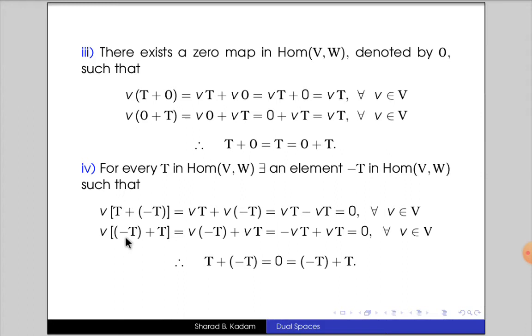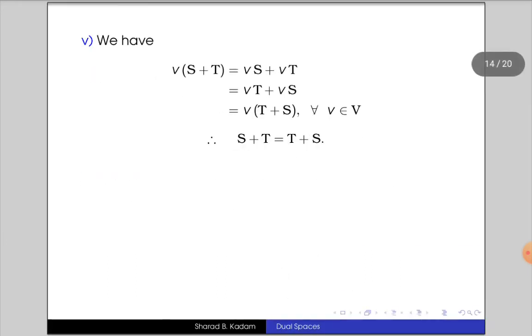Similarly, (minus t plus t)(v) equals (minus t)(v) plus t(v), which equals minus t(v) plus t(v), which equals 0 for every vector v in the vector space V. So we have shown that t plus minus t equals 0 and minus t plus t equals 0.